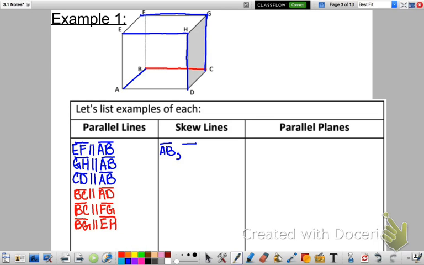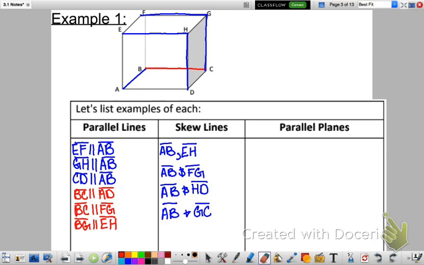So AB and EH, AB and FG, AB and HD, and then AB and GC. Again, there are several more sets of skew lines that we could go through, but for the sake of simplicity and time, let's move on to parallel planes.